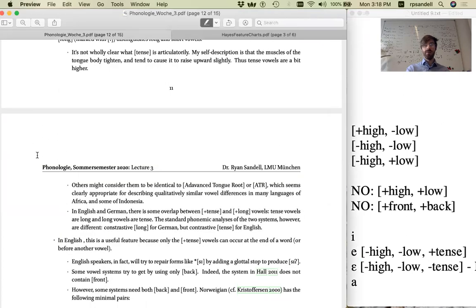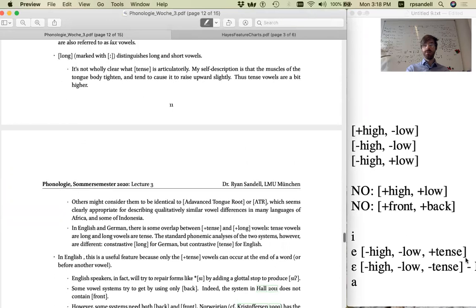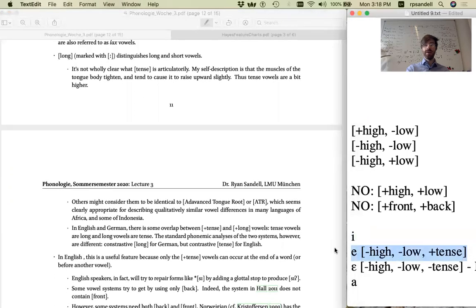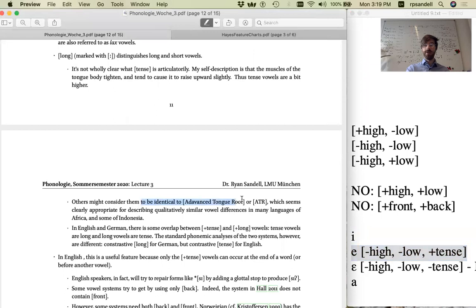There are, though, other phonologists that consider the so-called tense vowels to be identical to vowels that have an advanced tongue root. And the feature advanced tongue root is clearly phonetically appropriate for describing vowel distinctions that acoustically are pretty similar among some languages of Africa and some of Indonesia.